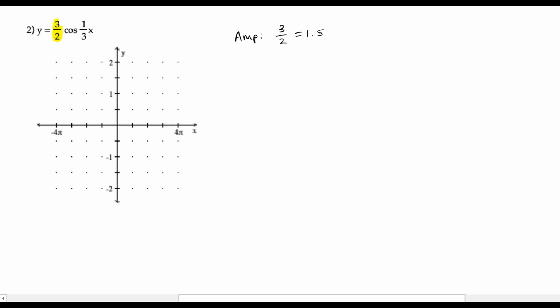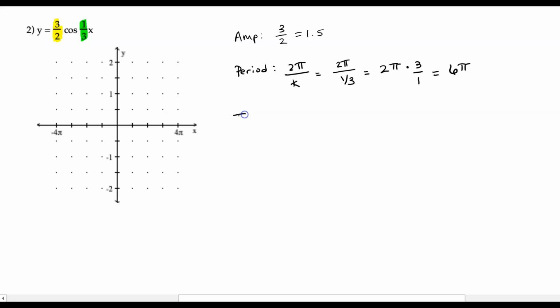All right. Now we should also note that our period will be modified, but there is no phase shift. In other words, the graph will not move left or right. So let's go ahead and take a look and see what we've got here. We have an amplitude of 1.5 and a period corresponding to 2 pi over k, and our k value happens to be 1/3. So we're going to take 2 pi and divide it by 1/3, which is the same as taking 2 pi and multiplying it by 3/1, which gives us a period of 6 pi units.